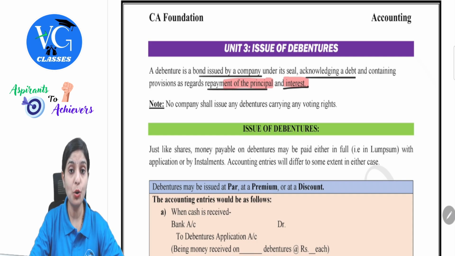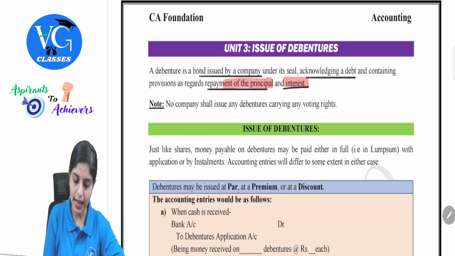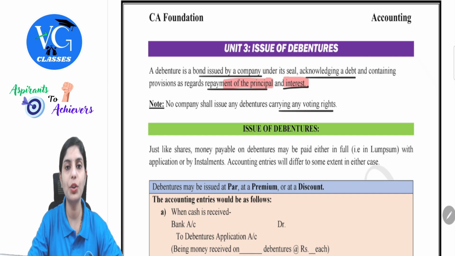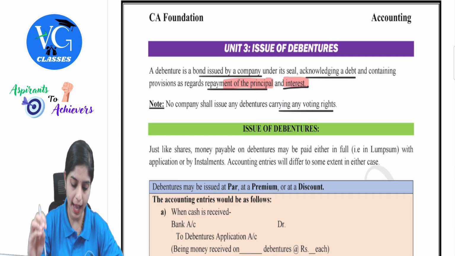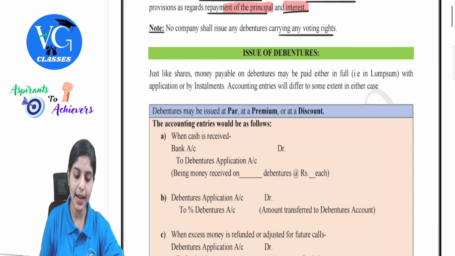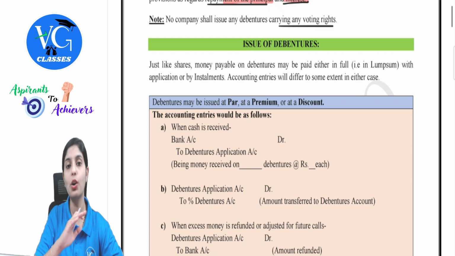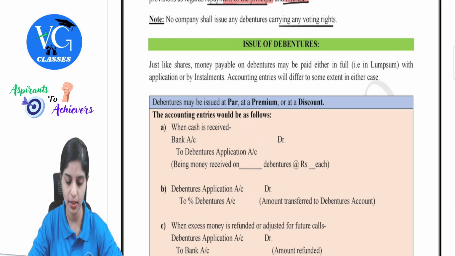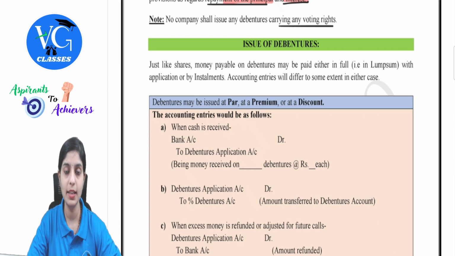Another point here is, no company shall issue any debentures carrying any voting rights, because ultimately voting rights will have an impact on major decision making activity of the company. Since a debenture represents a liability, it will not have any voting rights, and there is a restriction which provides that no company shall issue any debentures carrying any voting rights. So how can a company issue debentures? Sometimes there will be convertible debentures which can further get exercised into shares.